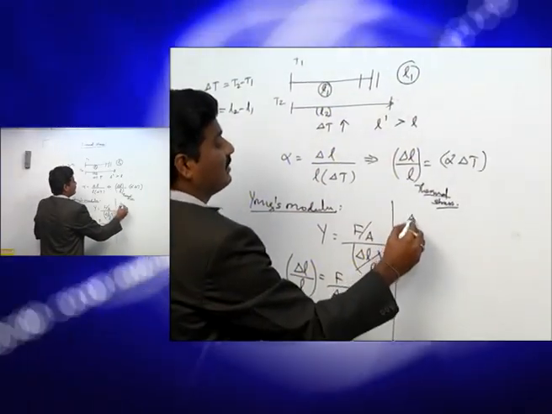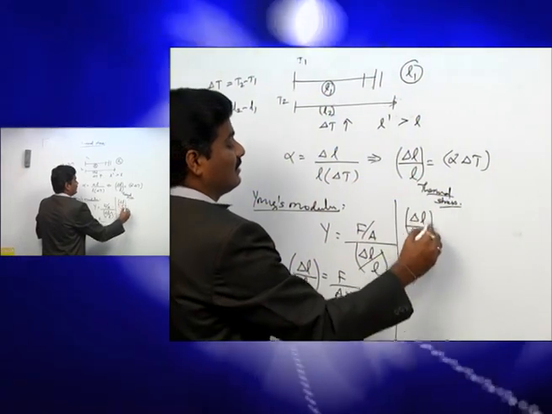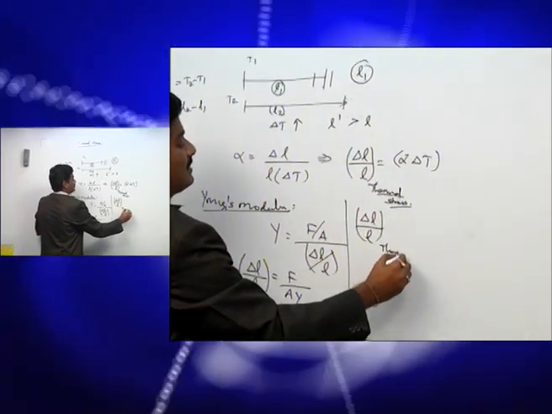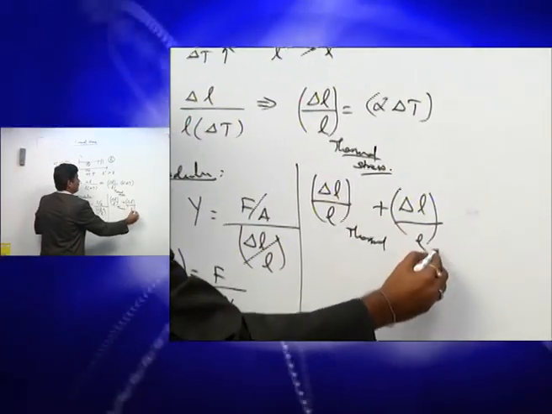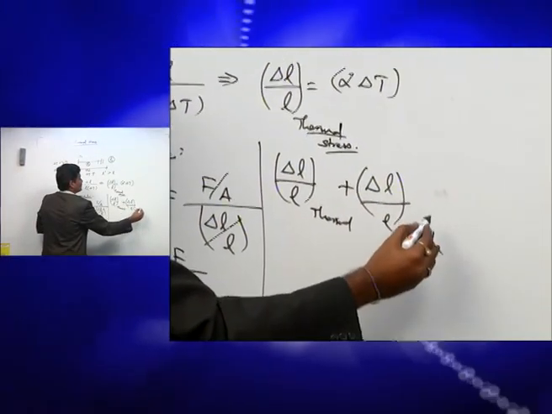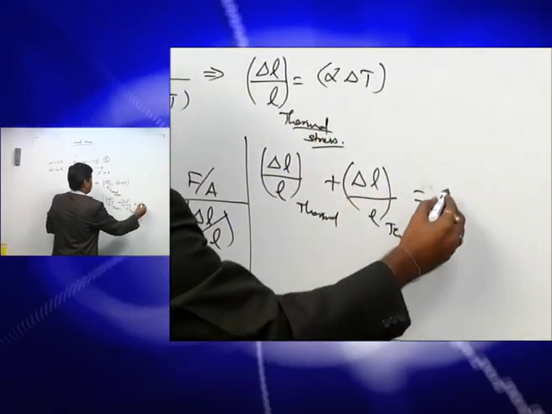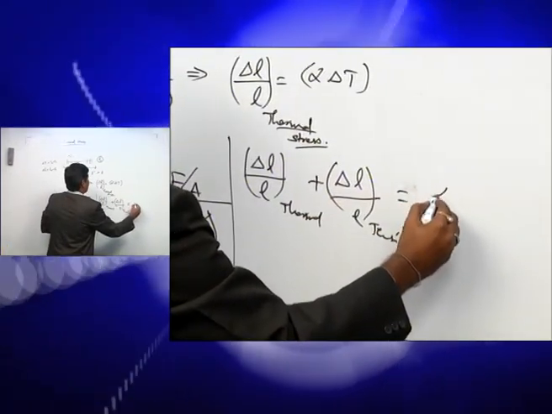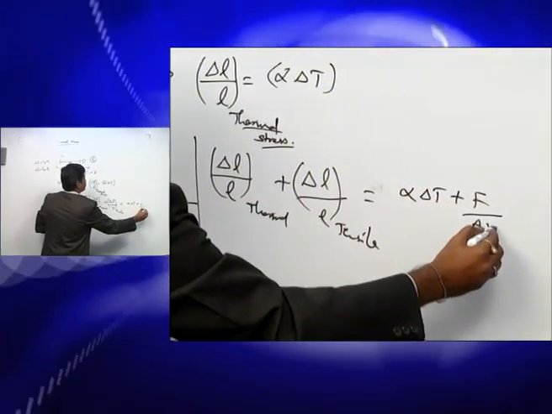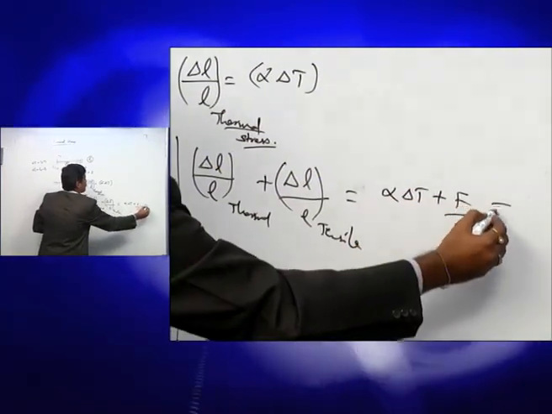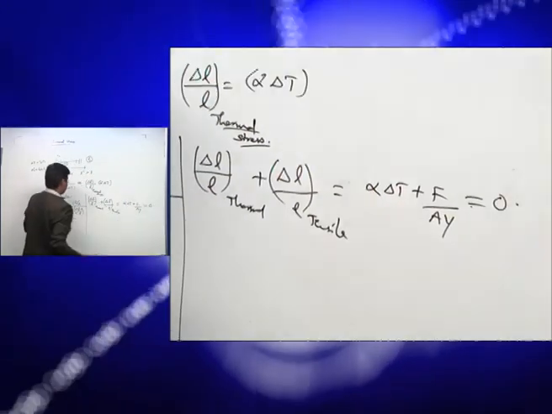So I am writing: delta L by L from thermal stress plus delta L by L from tensile. We are taking compressive also. We will see the two cases. This can be equal to alpha delta T plus F by AY. So this has to be equal to 0.